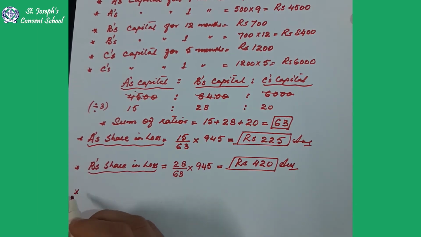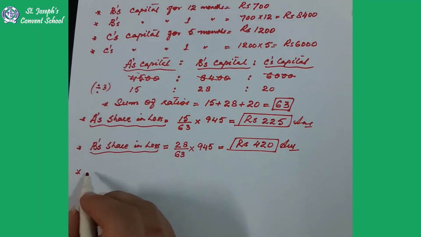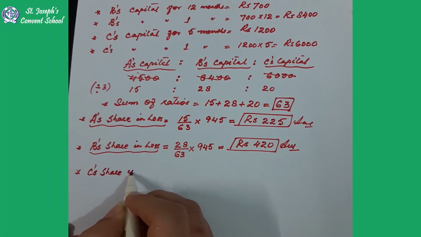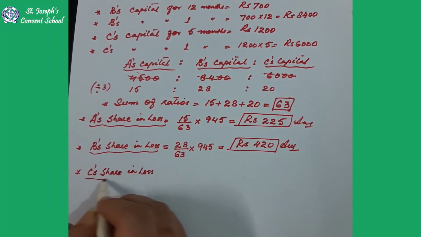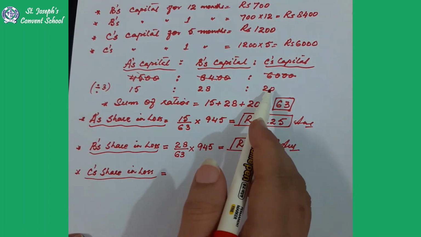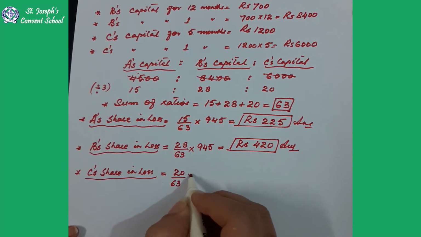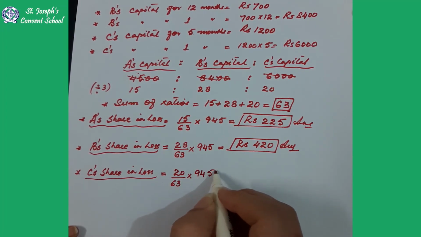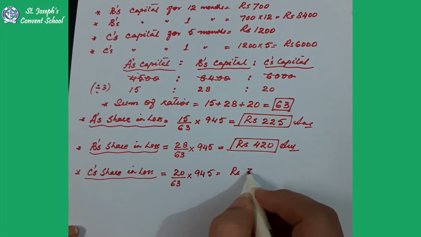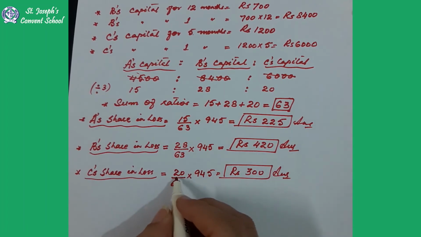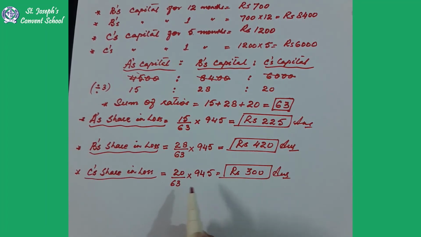Last one, C's share in loss. Method is same. C is 20 by 63 into loss. 20 divided by 63 into loss, which is 945. With calculator you'll solve, you'll get answer rupees 300. Okay, this is third answer. 20 divided by 63 multiplied by 945, we will get rupees 300. So this is the answer.